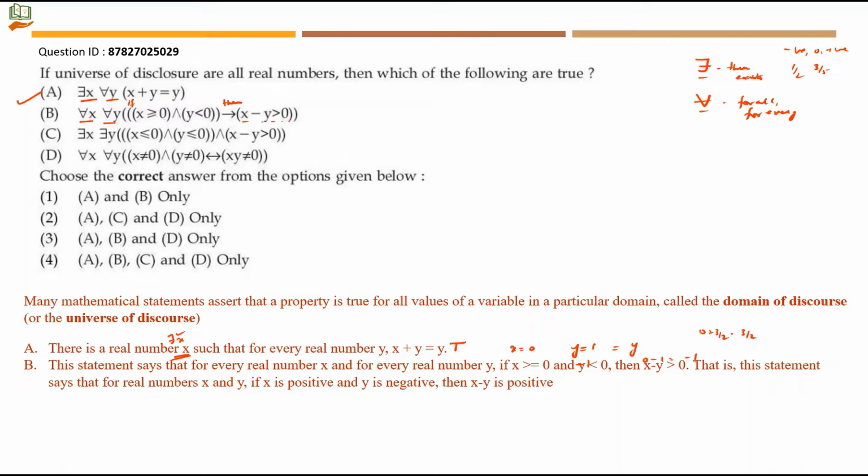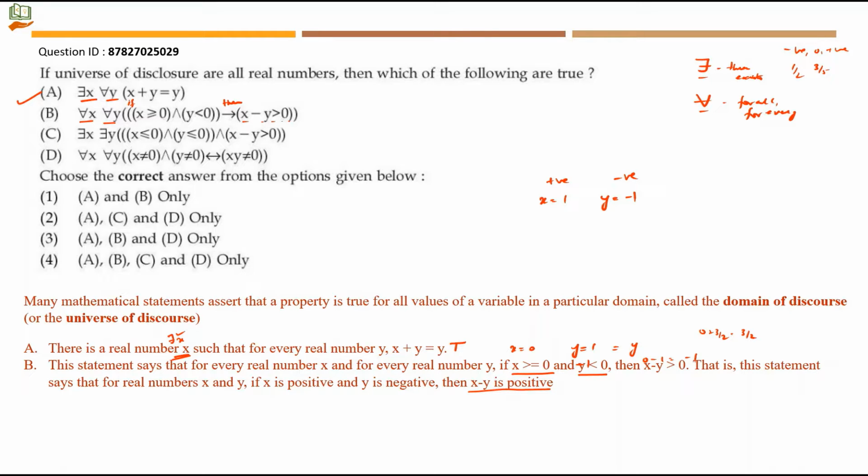If x is greater than or equal to 0 and y is less than 0. So let's take x is equal to 1 and y is less than 0. We will take it as y is equal to minus 1. That is, this statement says that for real numbers x and y, if x is positive and y is negative. When they say x is greater than or equal to 0, this states that particular number is going to be positive. When they say y is less than 0, it means it is a negative number. Then they say x minus y is positive, which they have marked as greater than 0.